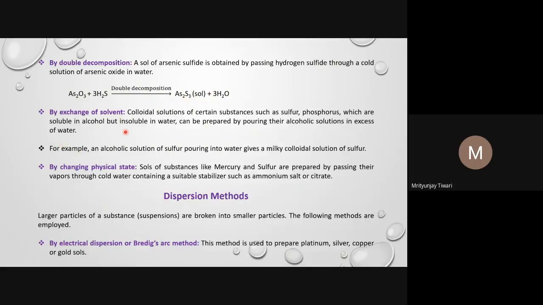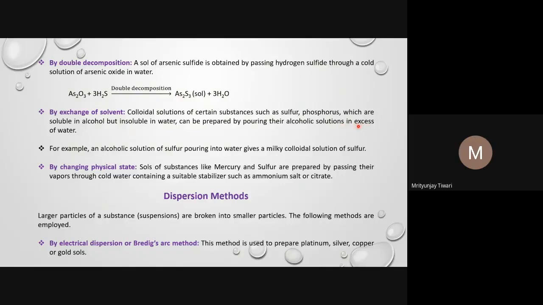So, by exchange of solvent. Certain colloids are formed by the exchange of solvents. The colloidal solutions of certain substances such as sulfur and phosphorus, which are soluble in alcohol but insoluble in water, can be prepared by pouring their alcoholic solution in excess of water.